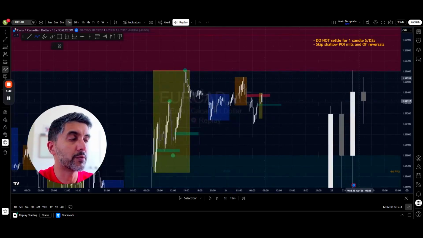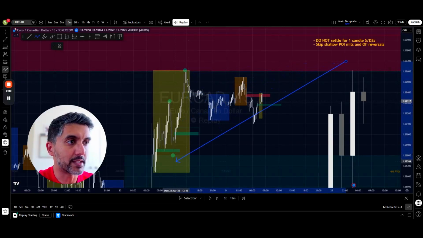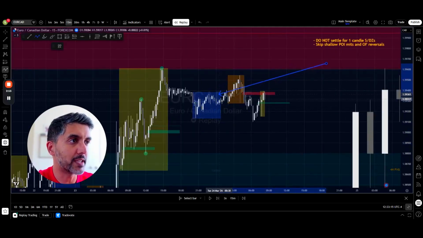Okay, so we rewound the clock back to a little bit after 8:30 Eastern time. We are bullish on the 15-minute. We can see that we put in a lower low and created a higher high and have been retracing since. Now, if we look at this price action, we see Asia session in blue and then London session in orange.